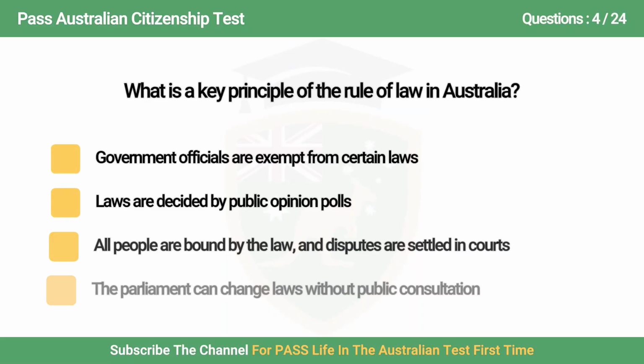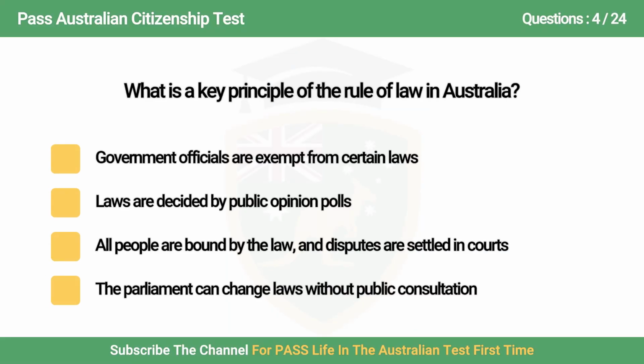Question 4. What is a key principle of the rule of law in Australia? A. Government officials are exempt from certain laws. B. Laws are decided by public opinion polls. C. All people are bound by the law and disputes are settled in courts. D. The Parliament can change laws without public consultation.